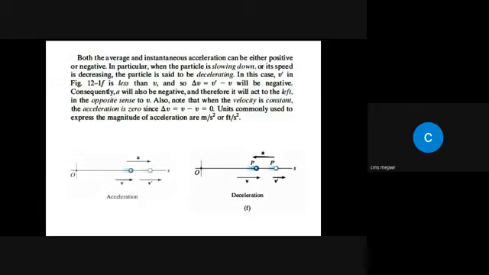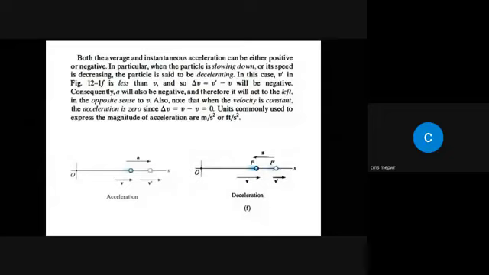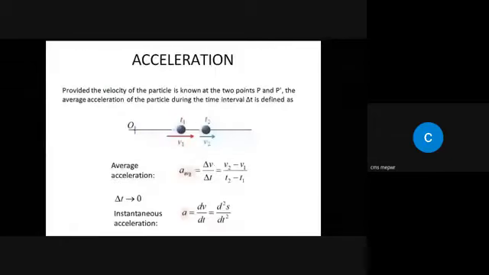Also, when the velocity is constant, if there is no change in the velocity, acceleration will be zero. There will be no acceleration and no deceleration. If the final velocity and initial velocity are the same, the change in velocity is zero, and if you put delta v equal to zero in the equation, the acceleration will also be zero.